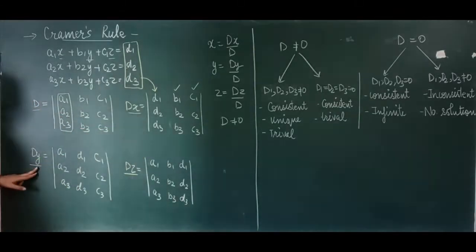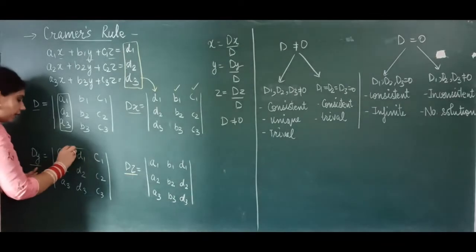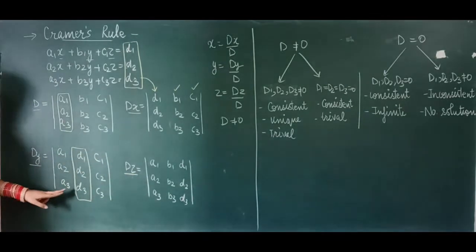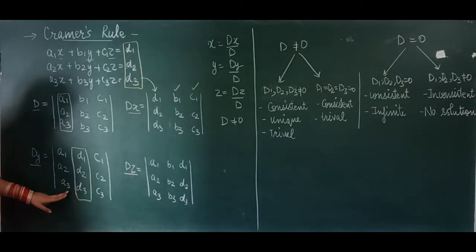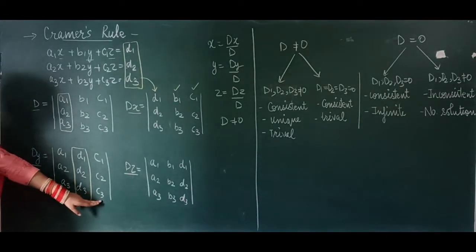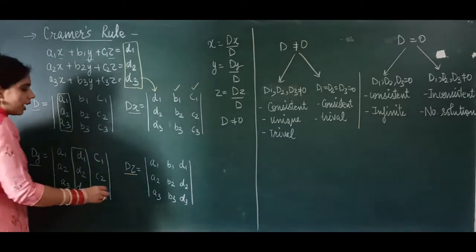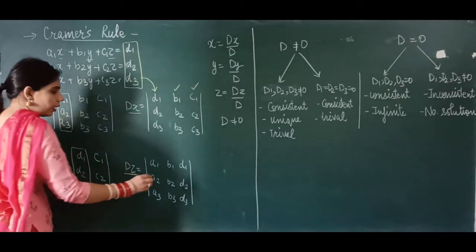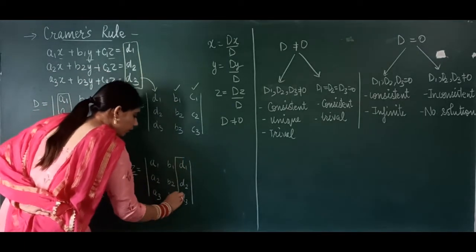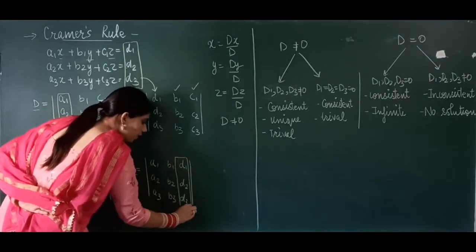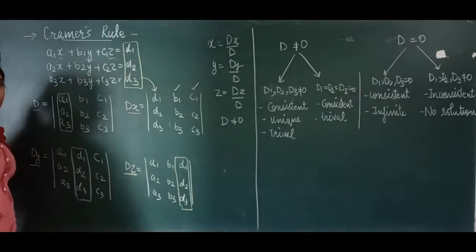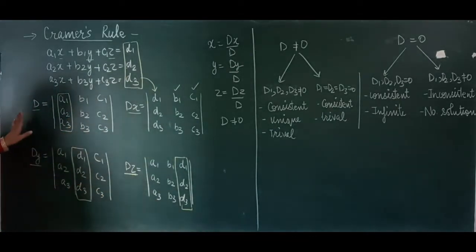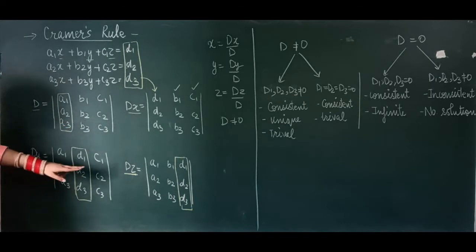Now if I have to find Dy, then instead of the coefficients of y, I will write the constants, and the x and z coefficients will remain the same. In a similar way, if I have to find Dz, I will replace the coefficients of z by the constants. So this is how I can form the determinants D, Dx, Dy and Dz.